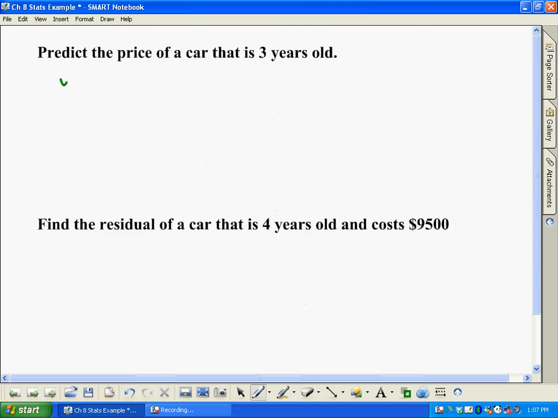So for instance, if you remember, our equation was this: y hat equals 13,850, and it was minus 1,175 times x. But x is no longer x, this is x, because that's the age. So we're going to multiply it by 3. So what you would do then is you'd grab your calculator and punch in 13,850 minus 1175 times 3, and what you would wind up getting is 10,325. So that would be the cost, 10,325.